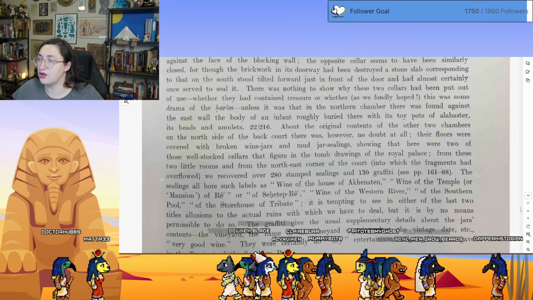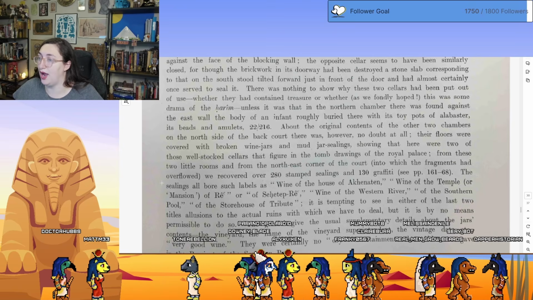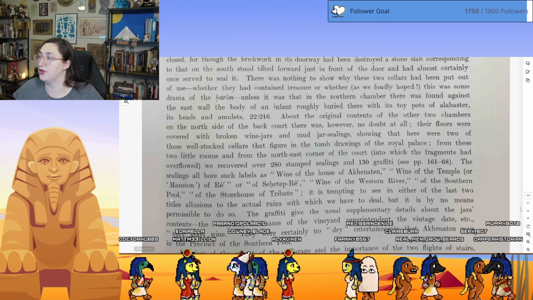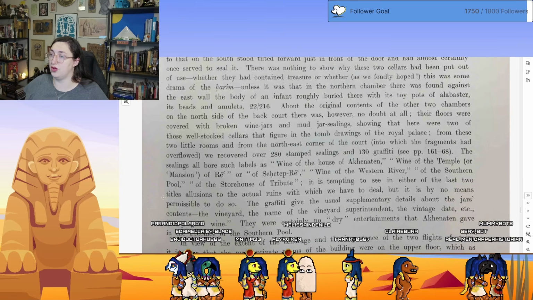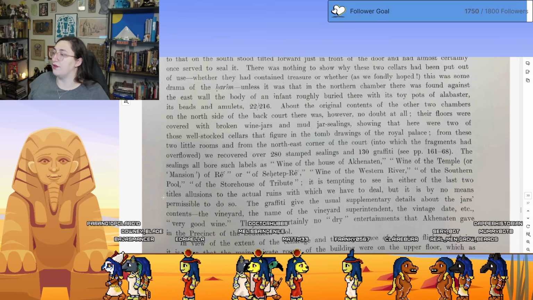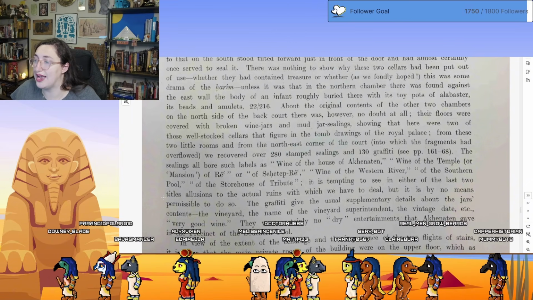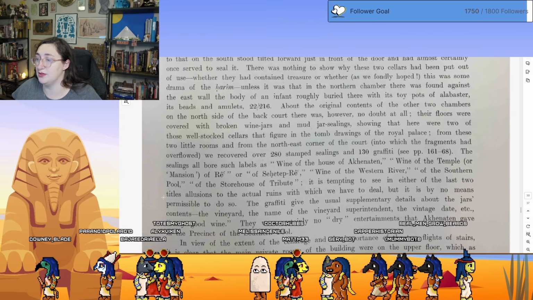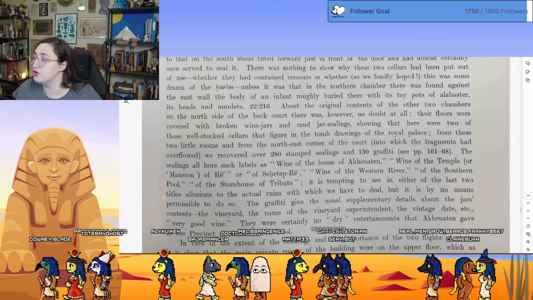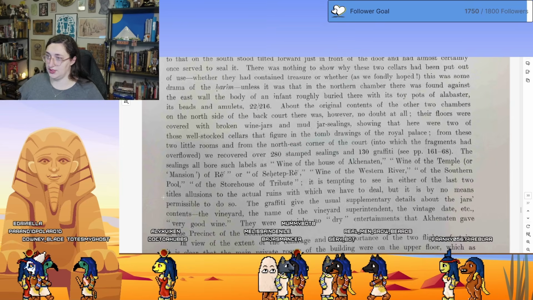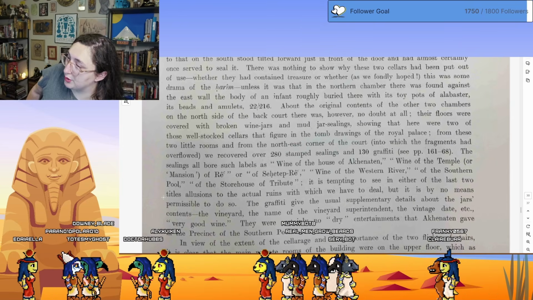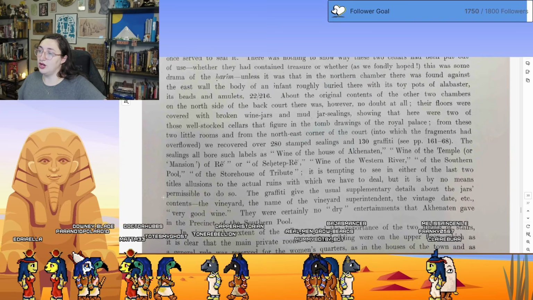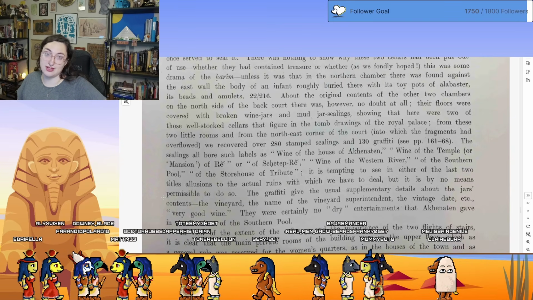The sealings all bore the label as wine of the house of Akhenaten, wine of the temple, the mansion of Setep-her, wine of the western river, of the southern pool, the storehouse of tribute. It is tempting to see either of the last two titles as allusions to the actual ruins with which we have to deal, but it is by no means permissible to do so. The graffiti give unusual supplementary details about the jar's contents, the vineyard, the name of the vineyard superintendent, the vintage date, etc. Very good wine. They were certainly no dry entertainments that Akhenaten gave in the precinct of the southern pool.